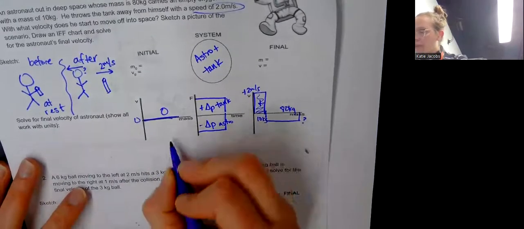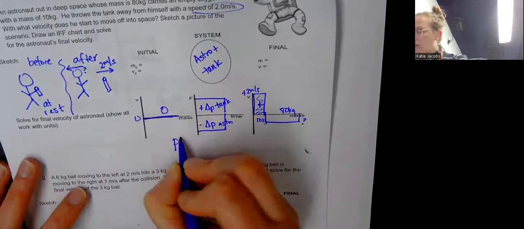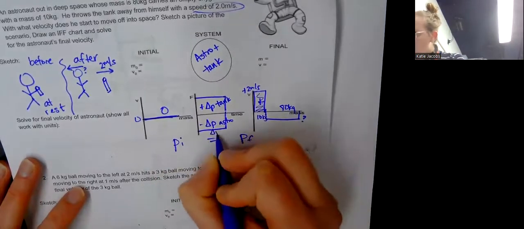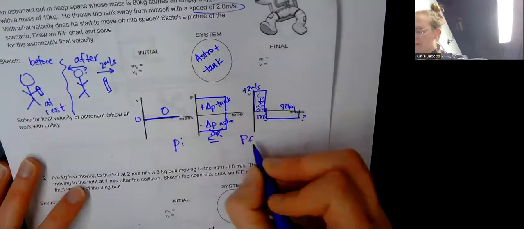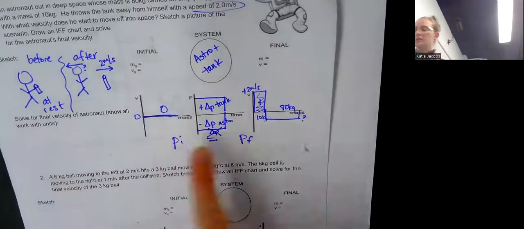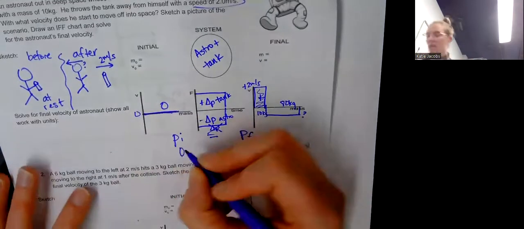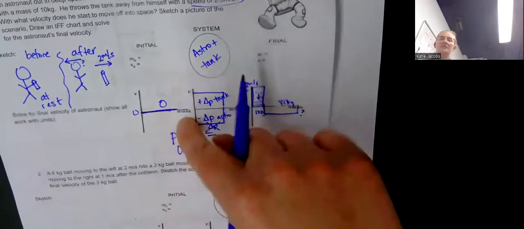Now, let's do the math. The math is going to be initial equals final. I don't need to worry about delta P because it overall cancels out. My initial equals my final. My initial momentum was 0. So on the left side of the equation, I just have 0.